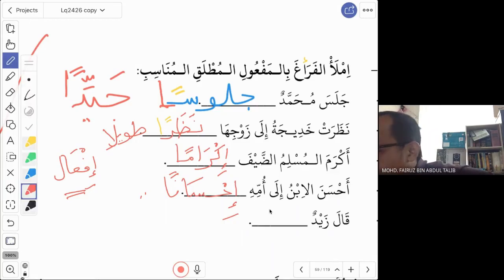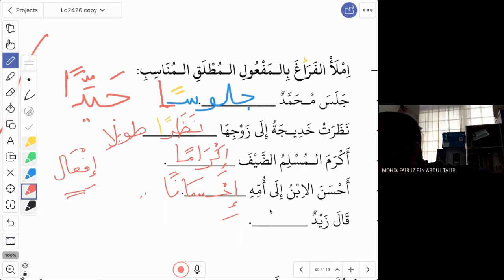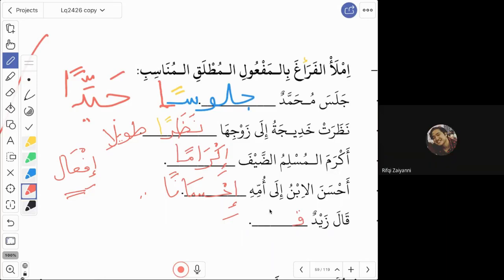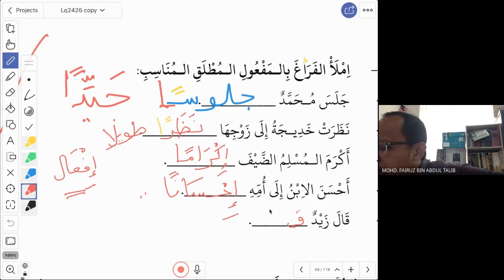So what is the word? Qala, mudhari is yaqulu, masdar is qawl. The word is qawl. And the ending with a tanween, fatha, qawlan. This is the masdar.